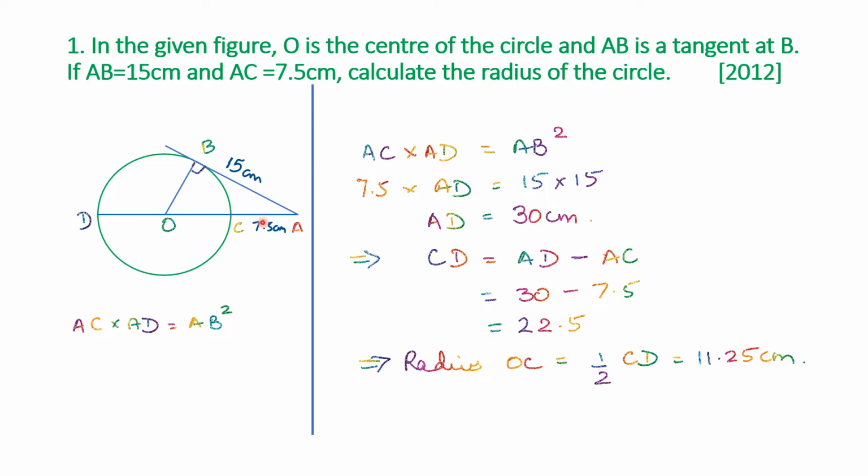But I have been asked what is the radius. So from AD, I subtract AC to get the value of CD, which is 2 times the radius. CD is basically the diameter. So I am saying this is the diameter CD, which implies half of that will give me the radius OC.